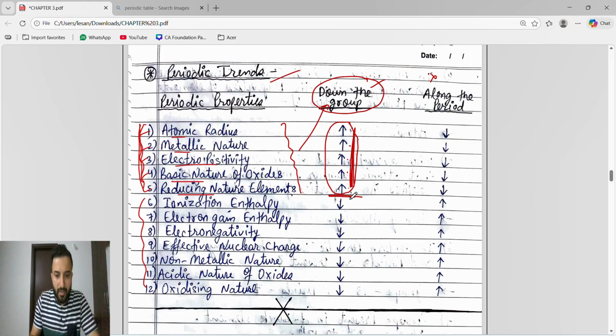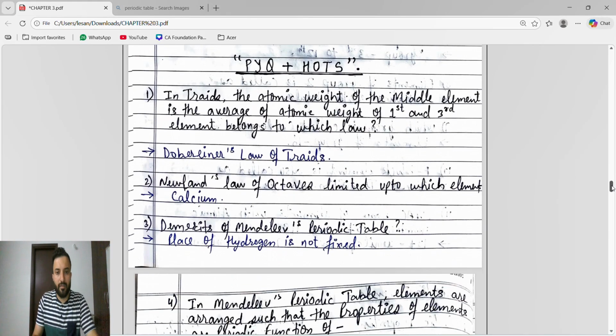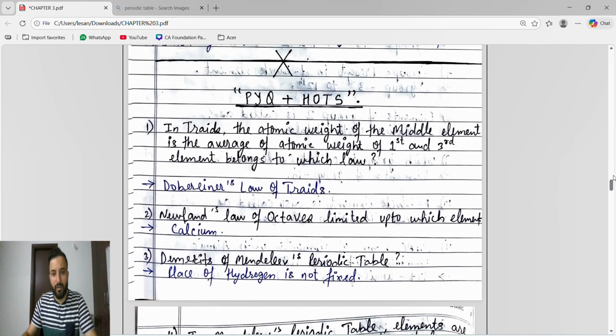If it is decreasing down the group, it means increasing along the period. If it is increasing down the group, it means decreasing along the period. That's it. This is the synopsis. Now we'll come to the PYQs and hot questions. The synopsis is done in almost 26 minutes. Before, the synopsis used to take 1 hour.